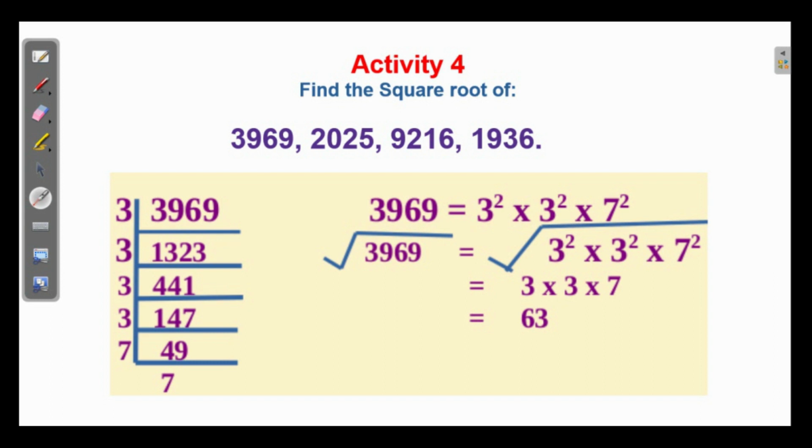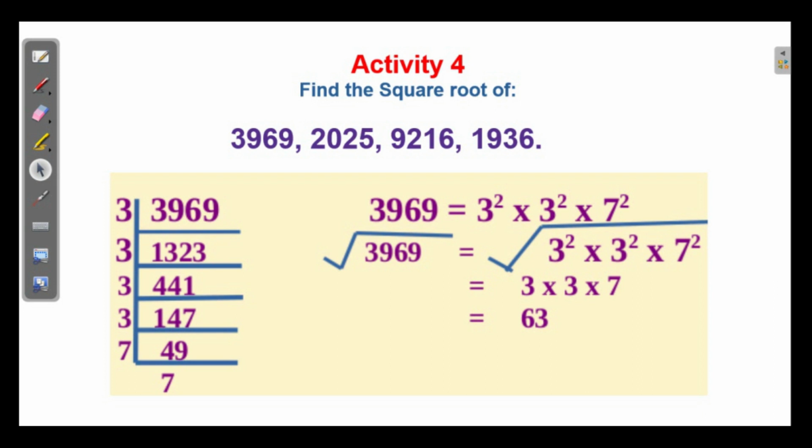We have to write this as 3 square into 3 square into 7 square. So square root of 3969 is equal to square root of 3 square into 3 square into 7 square. Then square root of 3 square is 3. Square root of this 3 square is also 3. And square root of 7 square is 7. So in the square root, this is the product. 3 into 3 into 7, 63 is the square root.